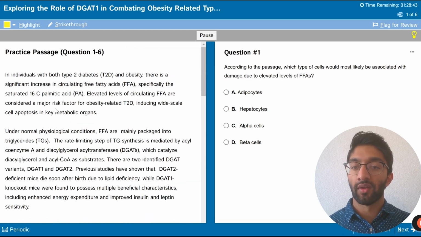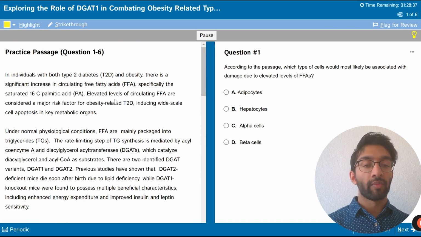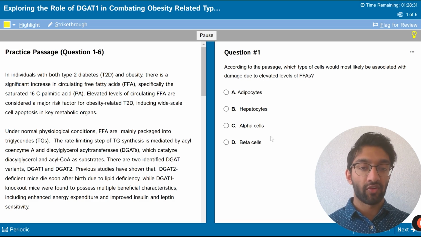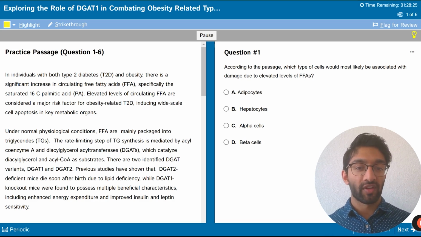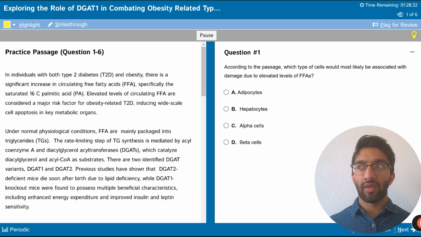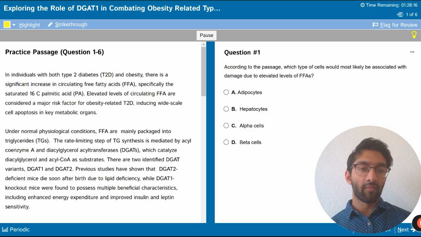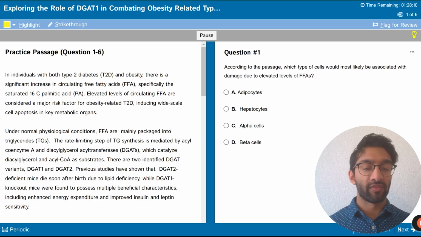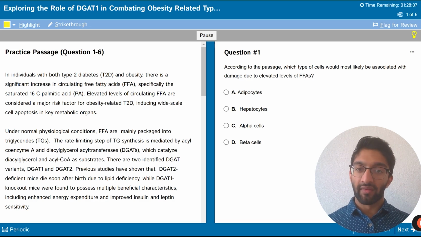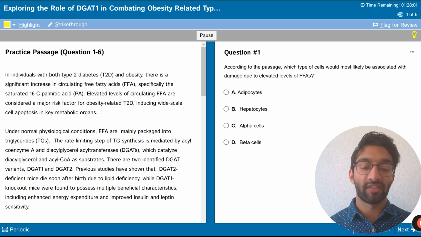lot of negative effects on key metabolic organs, right? So these are organs, once again, that are probably going to be involved in metabolism. So from these, the most important ones are obviously hepatocytes, alpha cells, and beta cells. You might tend towards adipocytes because you see fatty acids and you're thinking, well, adipocytes store fatty acids, so they would maybe be affected by that. But if you think more critically, these cells are probably not going to be damaged by the increased amount of fatty acids. They're just going to be storing more of them. And often that's what we see in obesity, for instance, or diabetes. So it doesn't really make sense that the adipocytes themselves are going to be damaged.